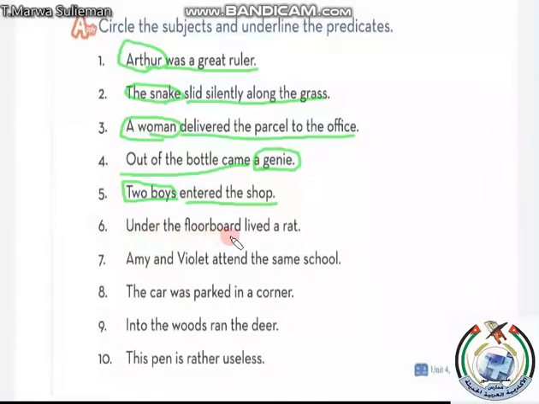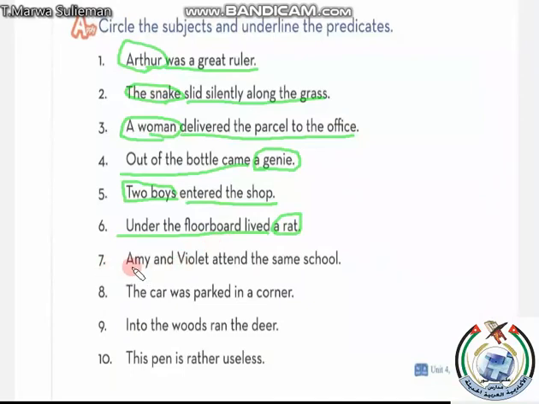Number 6. Under the floorboard lived a rat. Here again the subject comes after the predicate, so a rat is the subject, and here we have the predicate. Under the floorboard lived. Lived is the verb.